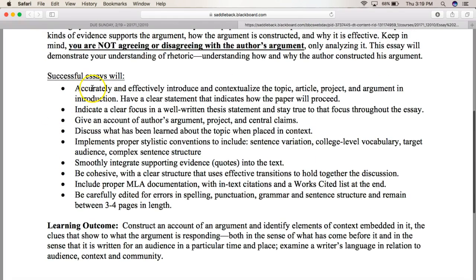And then your successful essays will accurately and effectively introduce and contextualize the topic, author, article, project, and argument in the intro. Have a clear statement that indicates how the paper will proceed. This just means basically your thesis statement, whether or not the text is effective in convincing the audience. Indicate a clear focus and a well-written thesis. Give an account of the author's argument. Discuss what has been learned about the topic. Proper stylistic convention, smoothly integrating evidence, cohesive, clear structure, and the outline will help with that. Proper MLA in 3 to 4 pages and good editing, okay?